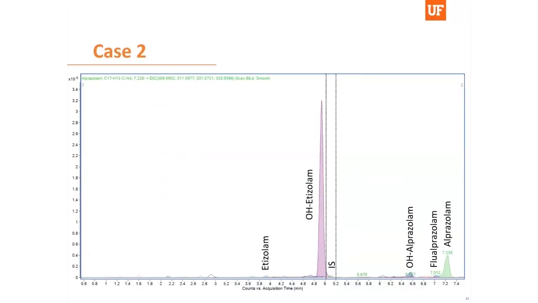Here's a chromatogram for case 2. As you can see, the hydroxyetizolam is in great abundance compared to the internal standard. That is again bracketed with the black dotted lines. I also have labeled peaks for the etizolam, hydroxyalprazolam, alprazolam, and flualprazolam for comparison.